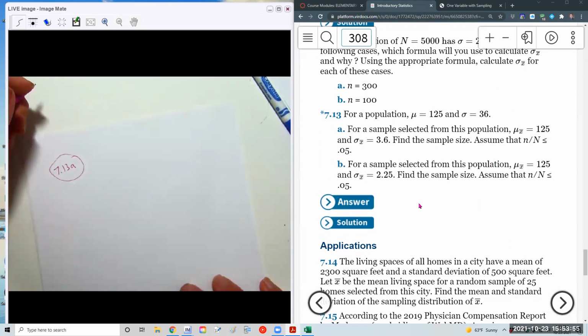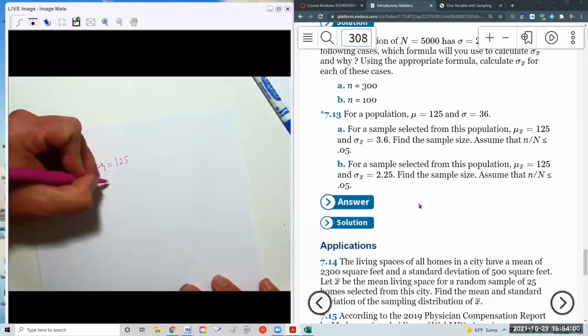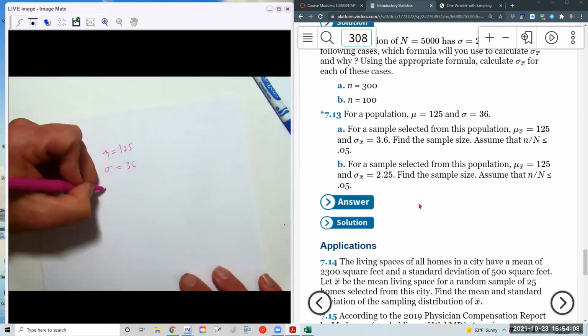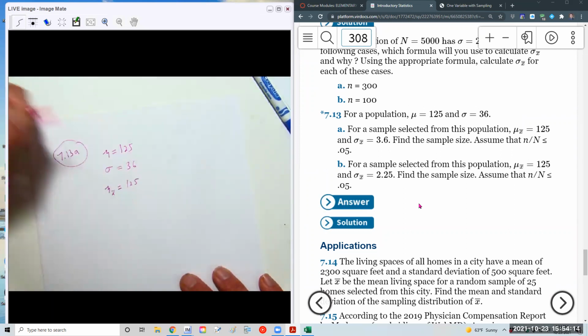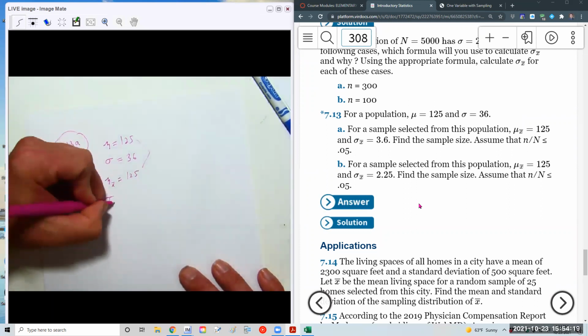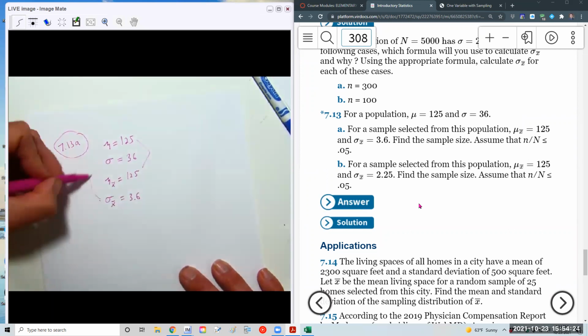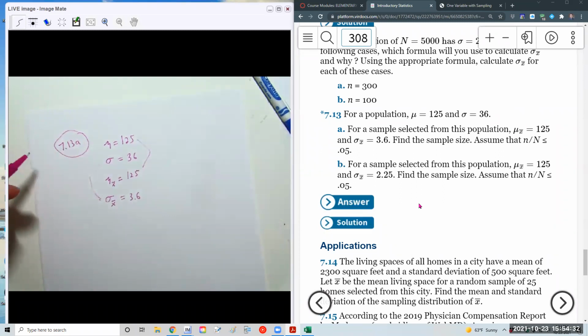Okay, so part A. We're told that the population mean is 125. Sigma, the population standard deviation, is 36. For a sample selected from this population, suppose that mu sub x bar is 125. That's no surprise that these two things are equal. And also suppose that sigma sub x bar is 3.6. And again, no surprise that these two things are unequal. And then they want us to find the sample size, assuming that n over N is less than 5%.